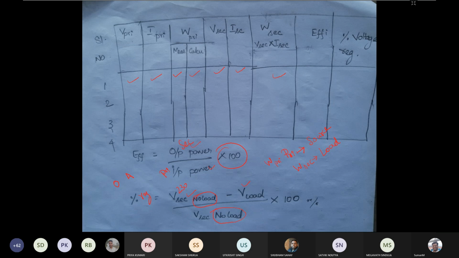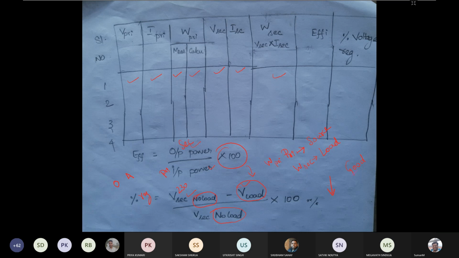So when you are applying load, what is the voltage across the secondary terminal, that you can just substitute. Then you can find the percentage voltage regulation. So here the percentage voltage regulation should be very much lesser for a good transformer. If you want to go for a good transformer, then when you are increasing the load, the change in voltage on the secondary side should be very much lesser.